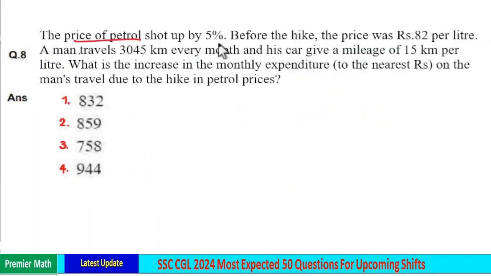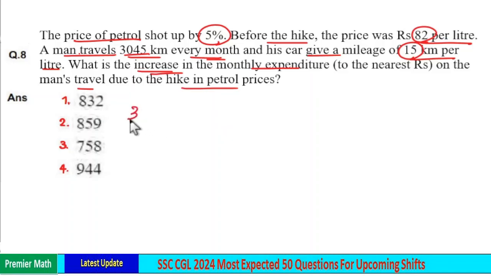The price of petrol shot up by 5%. Before the hike, the price was rupees 82 per litre. A man travels 3045 km every month and his car gives a mileage of 15 km per litre. What is the increase in monthly expenditure on the man's travel due to the hike in petrol prices? Here this man has to travel 3045 km every month and his car's mileage is 15 km per litre. So he needs 3045 by 15 litres every month. 15 goes 2 times in 30, 15 goes 3 times in 45. So he needs 203 litres every month.